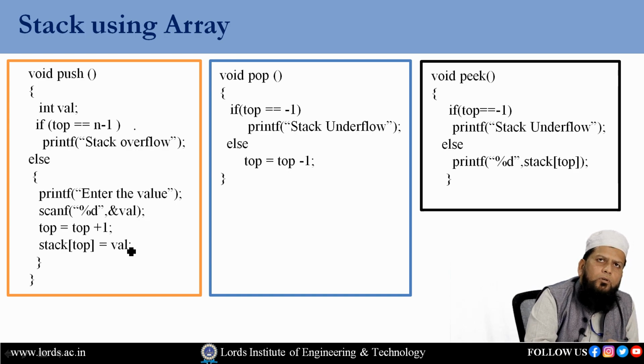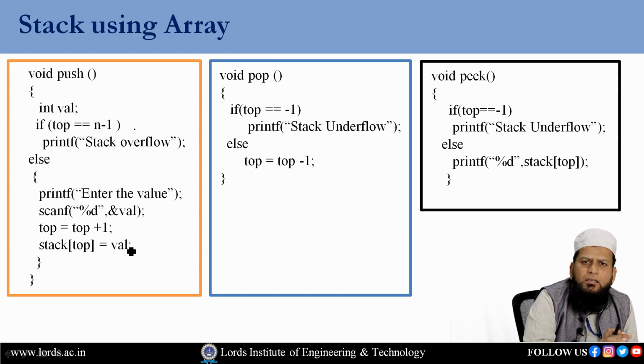The next operation which we want to perform is pop, meaning removing an element from the stack. As we have seen, before removing an element, we have to check whether the stack is empty or not. So for this purpose, we are going to check if top is equal to -1. So what does it mean? It means the stack is empty. There are no more elements in the stack. So here we simply print stack underflow, and if some elements are there, then we simply decrement the value of top. So top is equal to top minus 1.